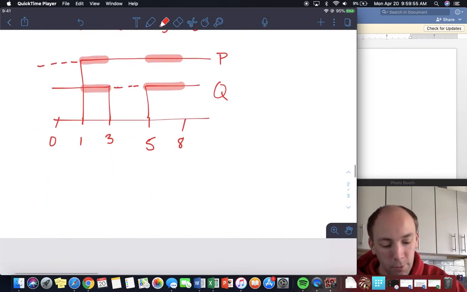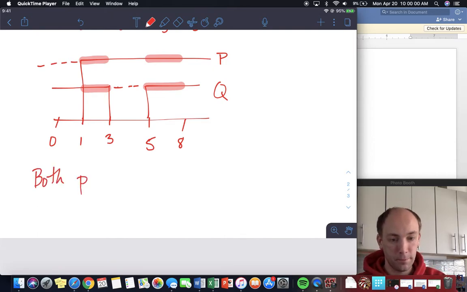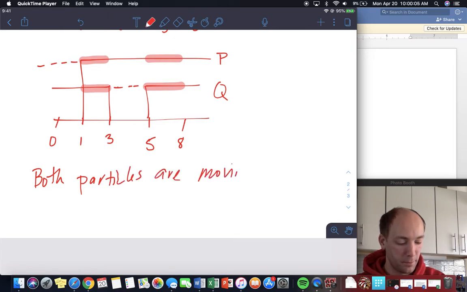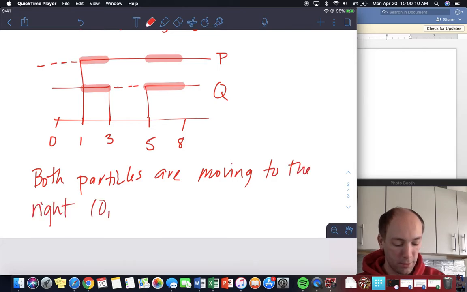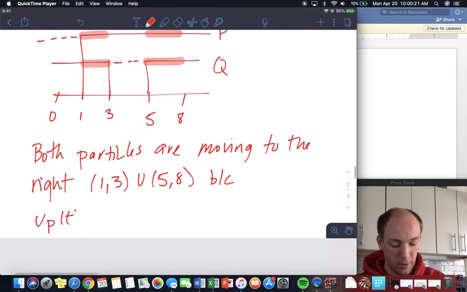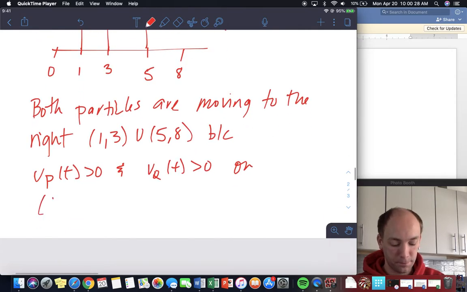Okay? So I would say both particles are moving to the right on 1 to 3 and 5 to 8, because the velocity of P is greater than 0 and the velocity of Q is greater than 0 on these intervals.